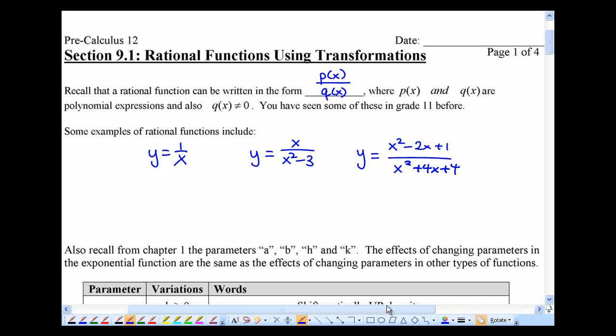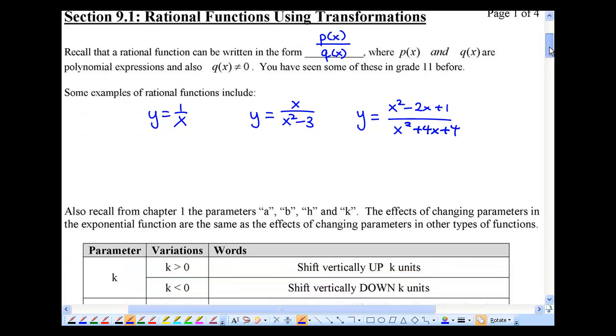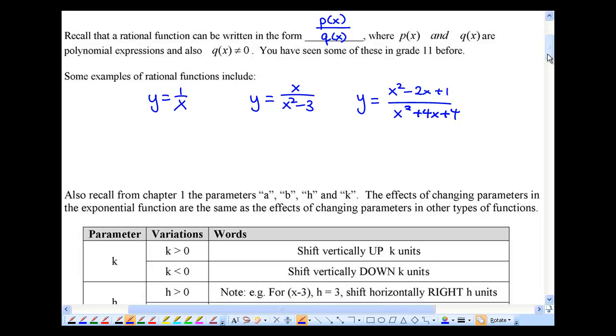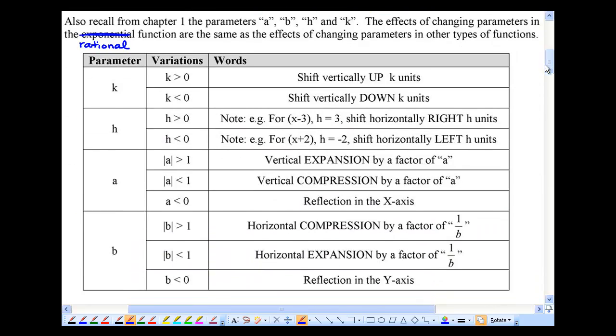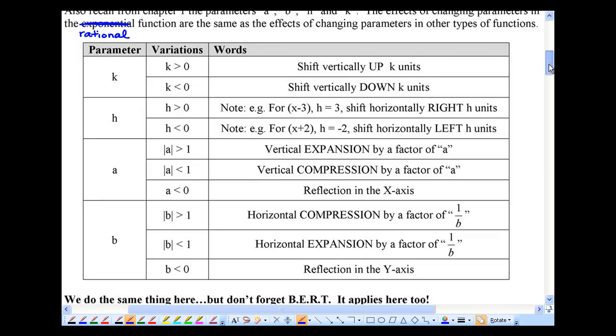Also, recall from Chapter 1 these parameters a, b, h, and k, and how they change the function. Well, there's a mistake here. The effects of changing parameters in the, I should say, cross this out and say rational function. Oops, my bad. That's where you copy and paste and you forget to change. Once again, this whole parameter and all this shifting stuff is the same as what we've done before. So I don't want to go over it with you again, but here it is for your benefit. Hopefully you know this stuff by now, and if you don't, here's another chance to redeem yourself. We're going to do the same thing here.